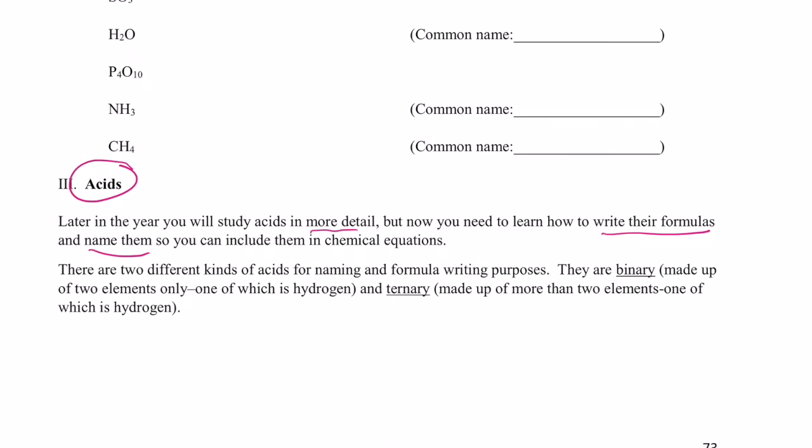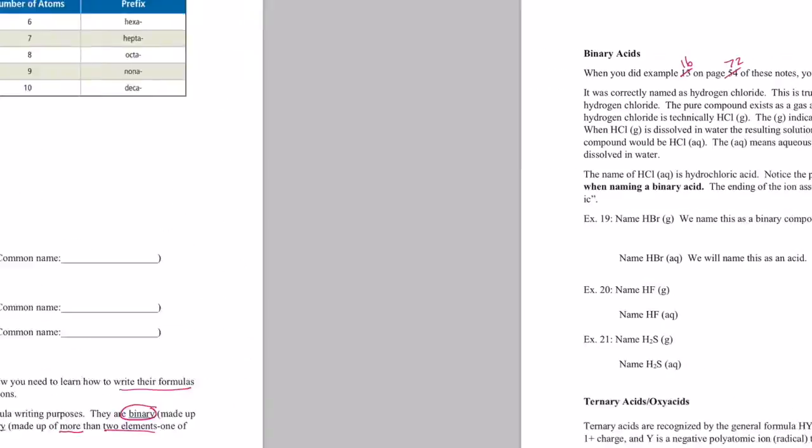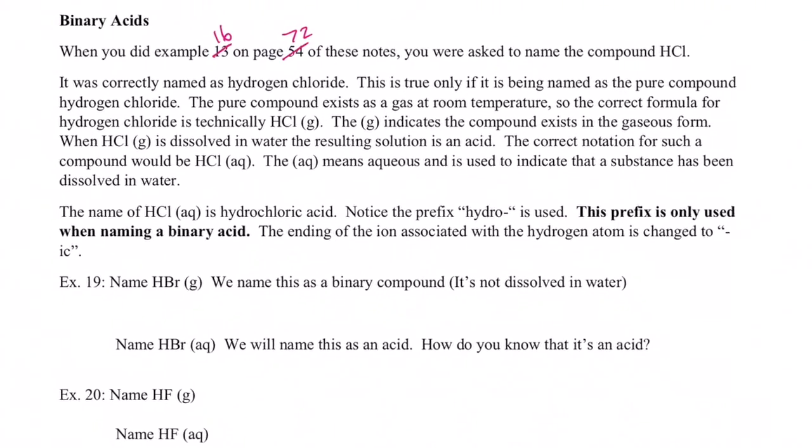Now there are two kinds of acids for naming and formula writing purposes. Binary, made up of two elements only, one of which is hydrogen, and ternary, made up of more than two elements, one of which is hydrogen. So let's start with binary acids.